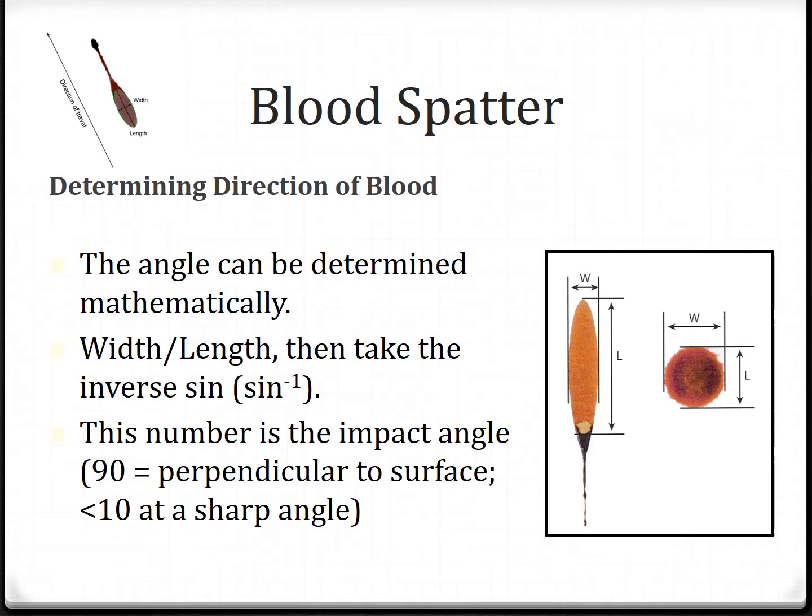So we can determine quite a bit about what was going on with this blood drop based on individual drops, or based on the mathematical relationship. So let's talk a little bit about determining the angle of impact. So like I said, there is that mathematical relationship between the width and the length of the blood drop. We can plug in the measured width and length of any individual blood drop into a very simple formula. And this will allow us to determine what angle that blood drop hit a particular surface at.